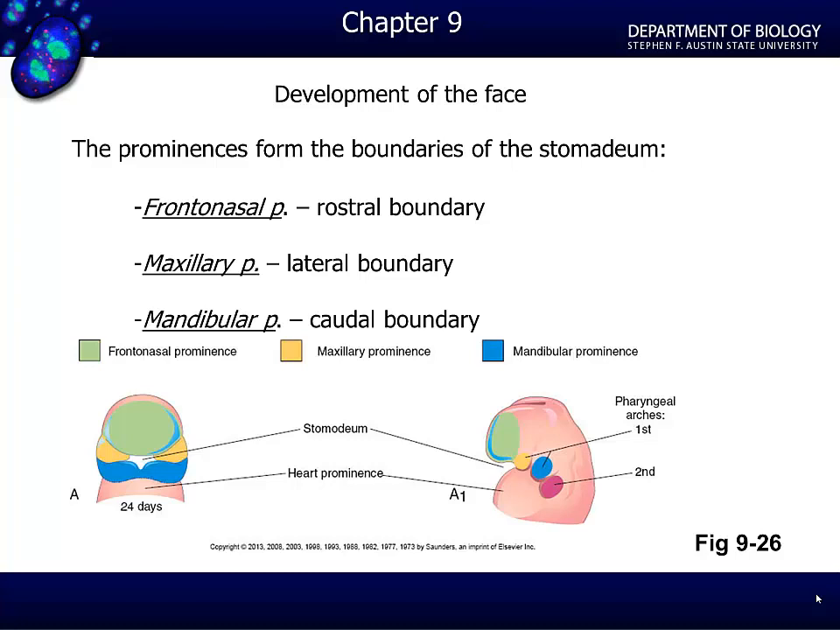So as we look at the stomadeum, this is only going to be defined by these 5 primordia that are around it. If they weren't present, you wouldn't have a stomadeum. So the frontonasal prominence is the rostral boundary of the stomadeum. The maxillary prominence on either side is the lateral boundary. And the mandibular prominence is going to be the caudal boundary as it defines the mandible and is therefore going to essentially be the lower lip area.